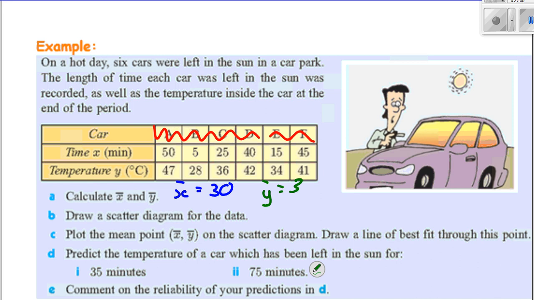Just bear with me while I pause and recalibrate the board. Okay, thank you for your patience. I'm just recalibrating the board, and I'm going to write that properly now. Mean of Y equals 38 was the value we got in our calculator.